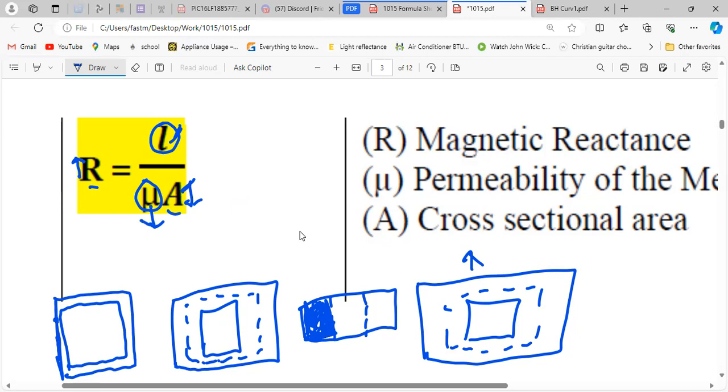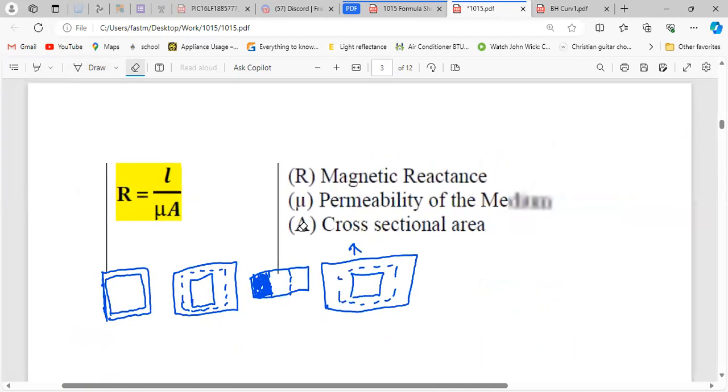And mu has to do with the material of the compound, or the medium, I should say. So cast iron, steel, and all those materials each have a different permeability, or a different reluctance to flux moving through them. Once you remember those things, it will make sense. And that's how reluctances change. Nice. So that's an important equation.